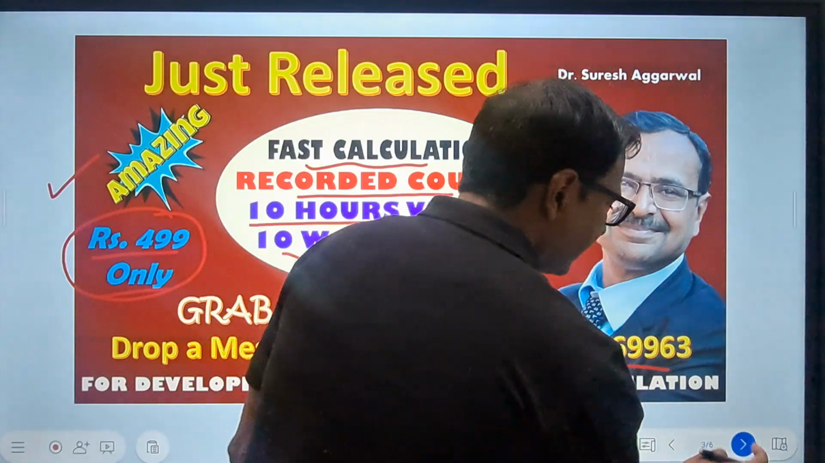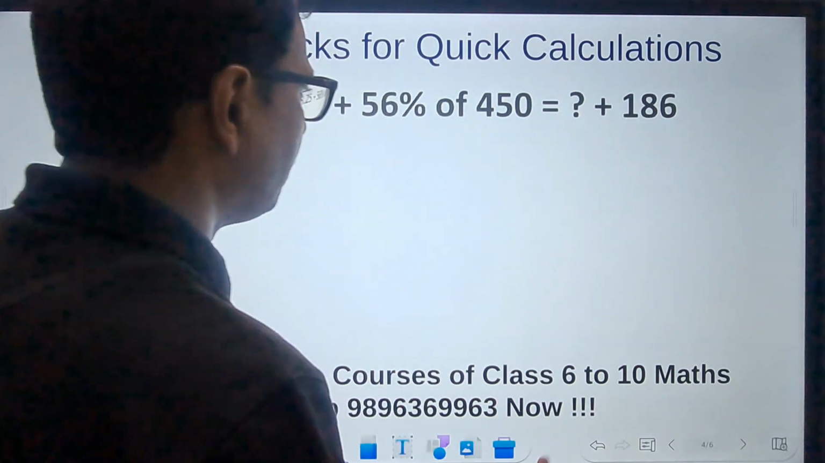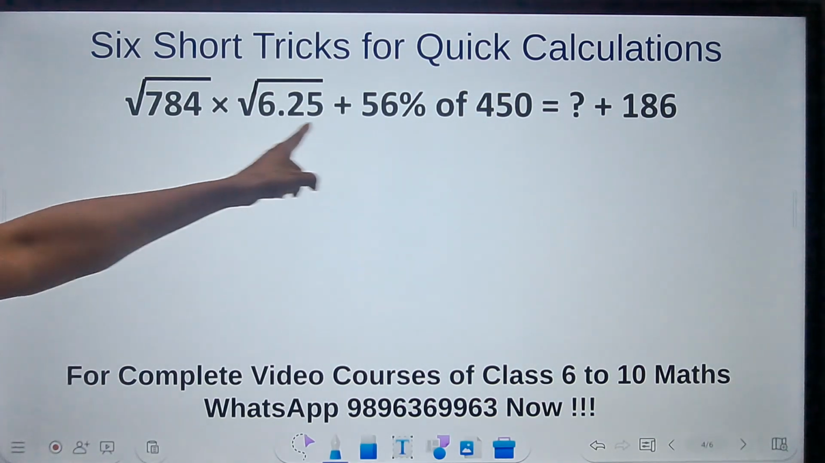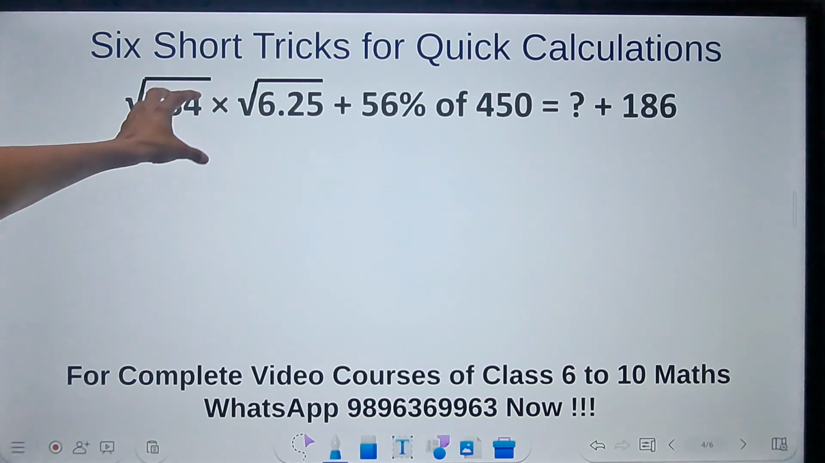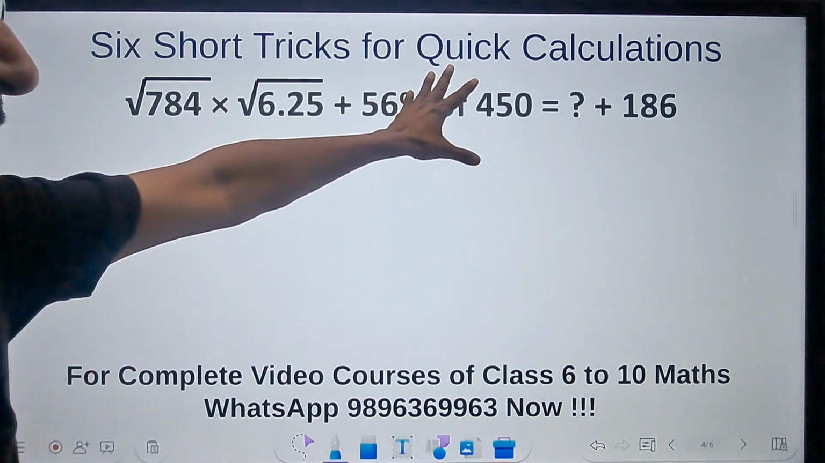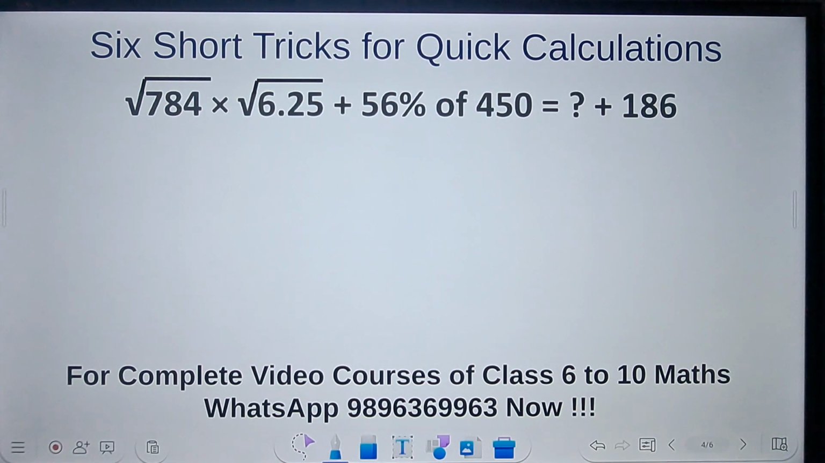Right, let's take another question now and understand some more tricks. Here you can see the calculation now. It involves square roots, square root of decimals, and then percentages. So we are going to do so many tricks here.